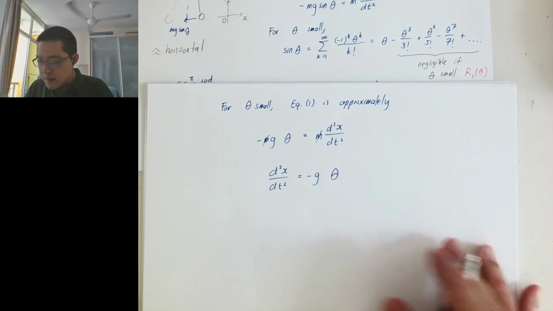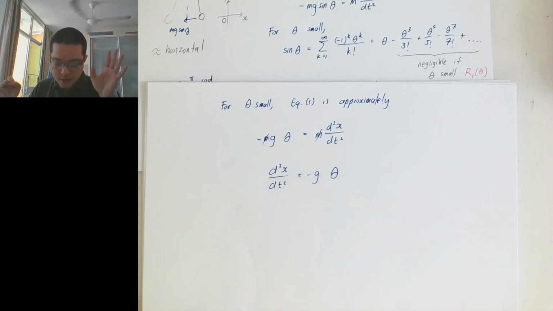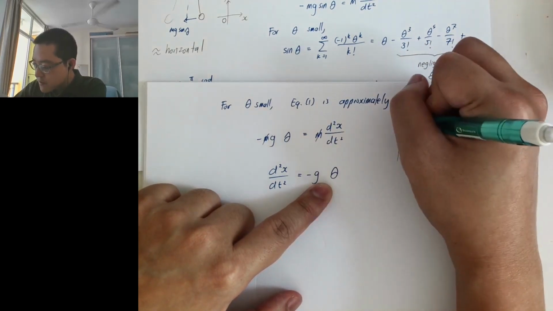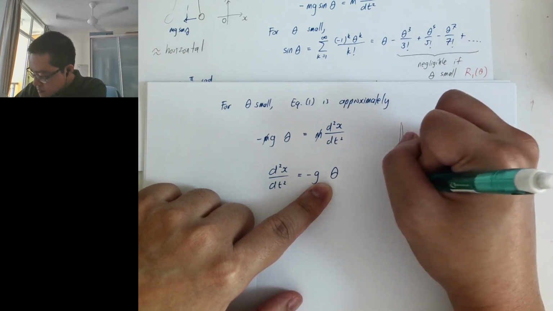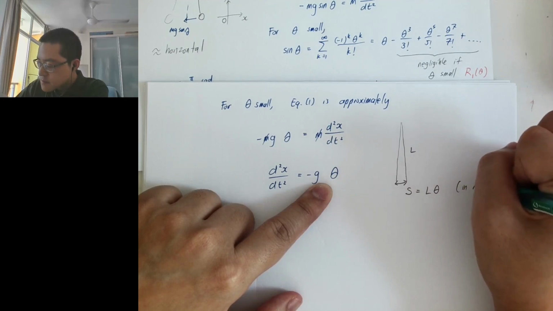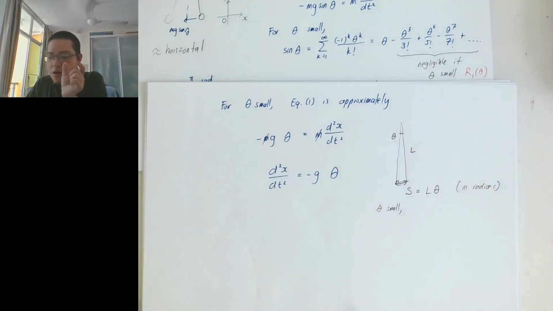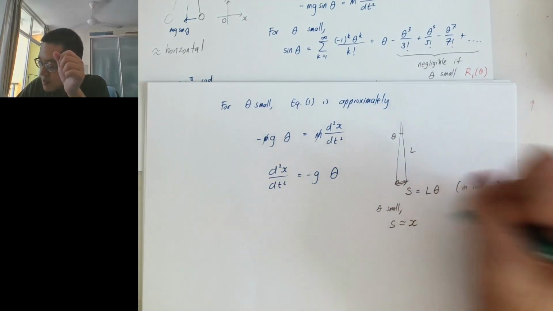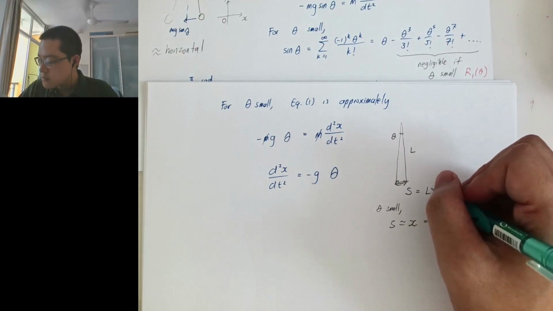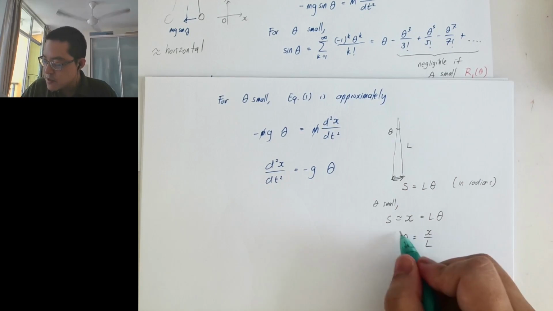Okay, so I got g theta, but then I have another problem. This is the differential equation for x, but this is the angle. So I have different coordinates over here. I will use another approximation. Theta is approximately x over L, right? Because for small theta, S is equal to the radius times theta in radians. For theta small, this is almost like a horizontal displacement, so x is approximately the horizontal displacement. That means r theta is L theta. Okay, so theta is equal to x over L. Do you agree with this?